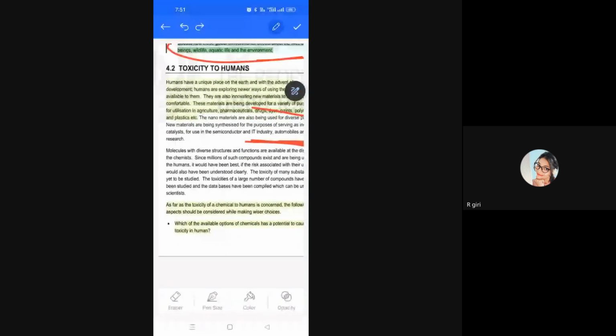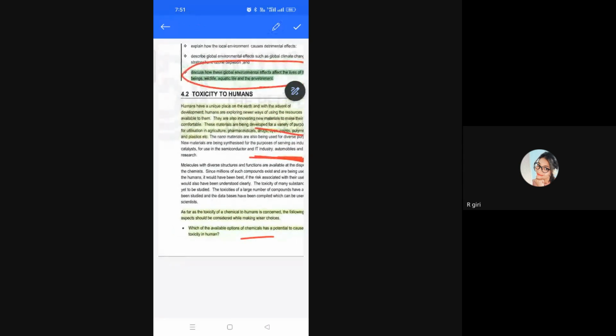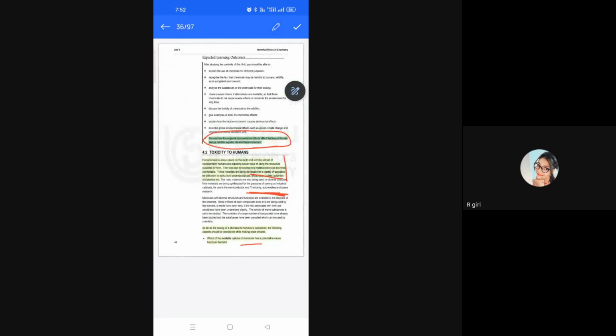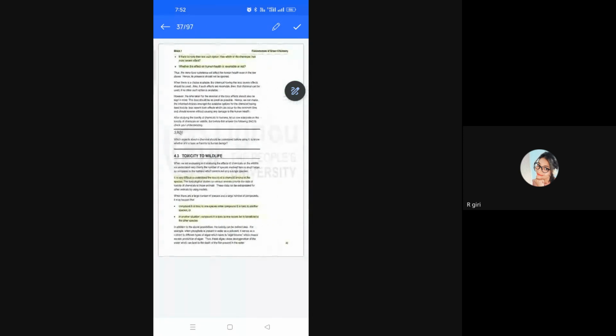As far as the toxicity of a chemical to humans is concerned, the following aspects should be considered while making a wiser choice. Which of the available options of chemicals has a potential to cause toxicity to the human? Which factors are responsible for giving a toxic effect to human beings? You should first analyze.